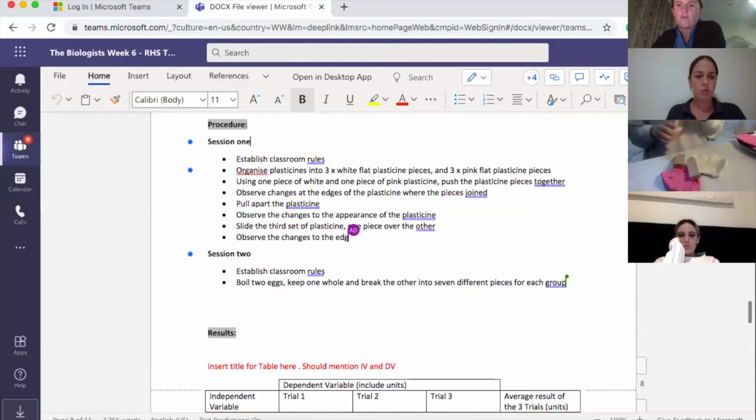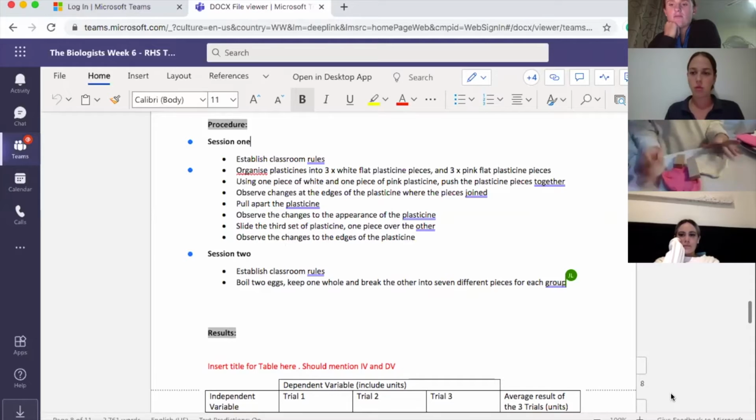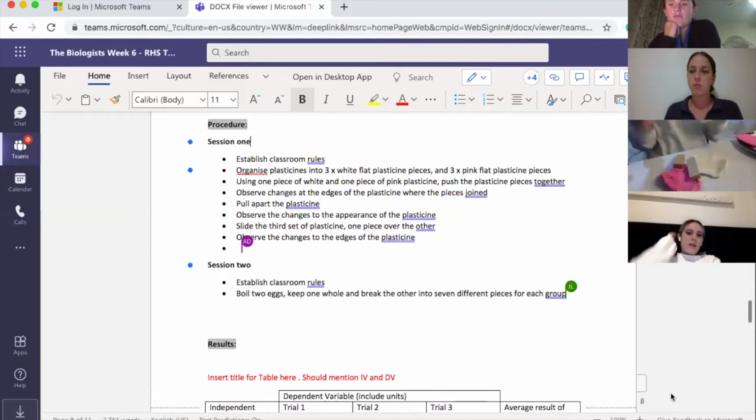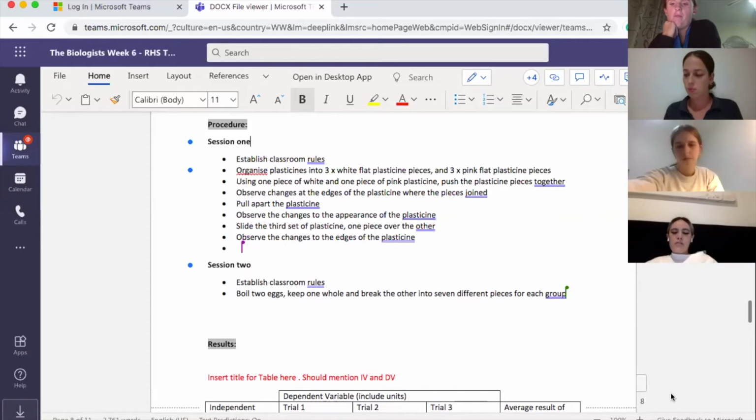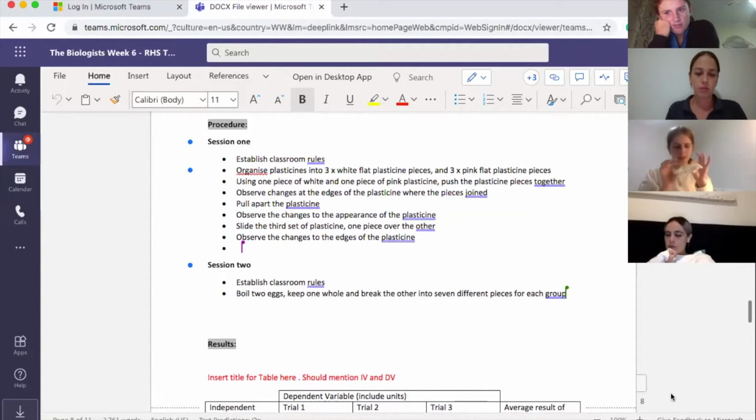I feel like Play-Doh might break easier. Maybe that's why they said plasticine, because it would just mush. I think the plasticine represents how thick the plates actually are. Well, they said 1.5 centimeters. That's not 1.5.